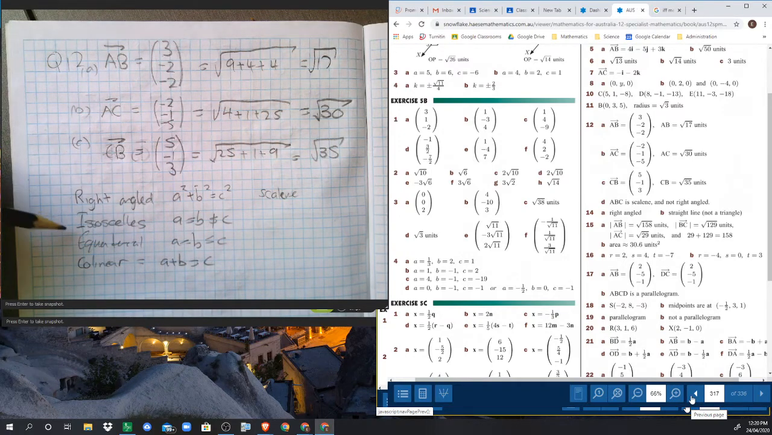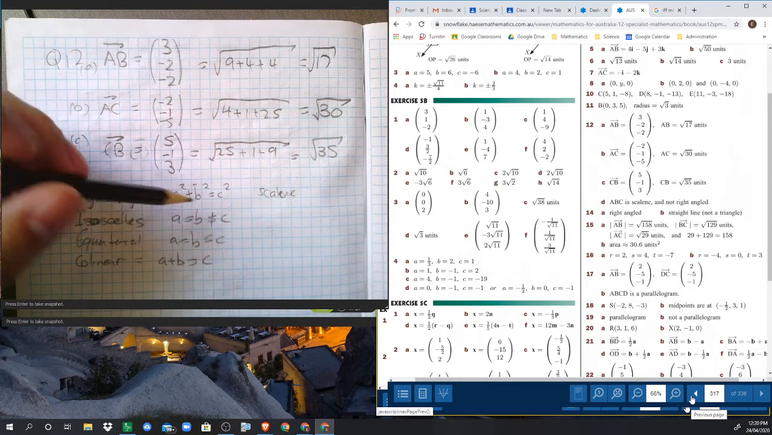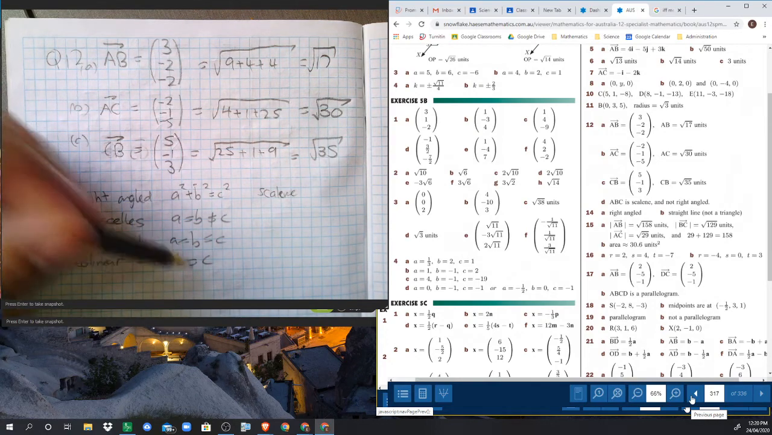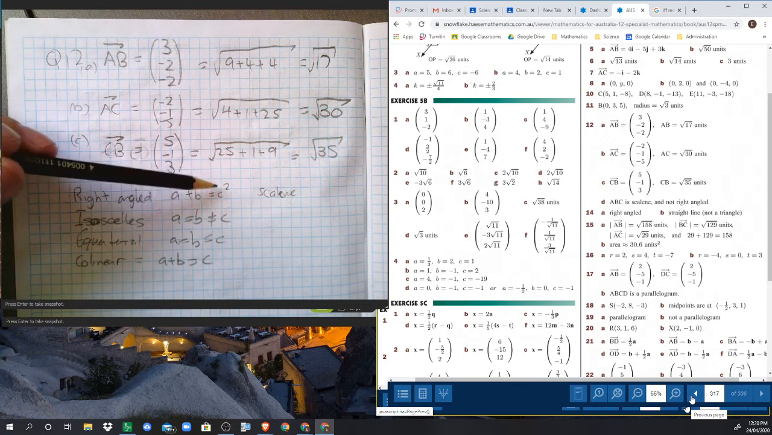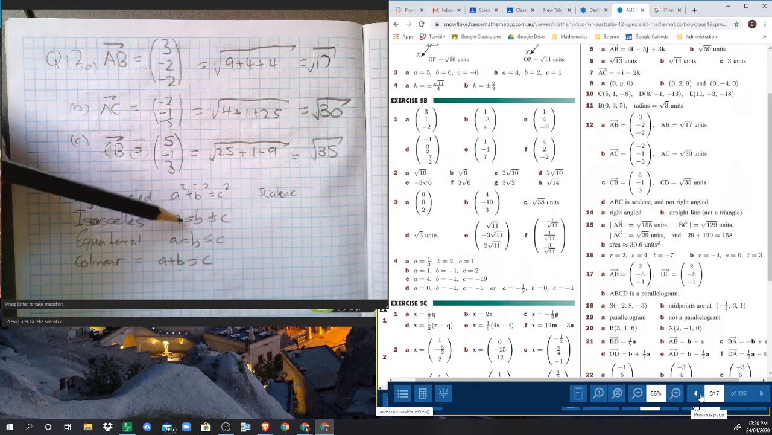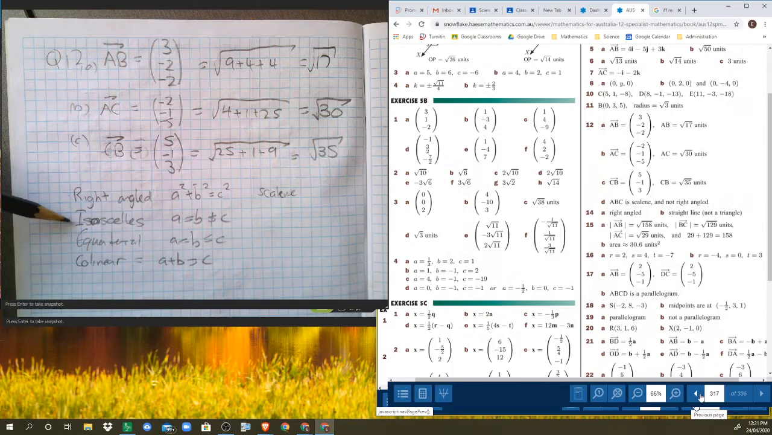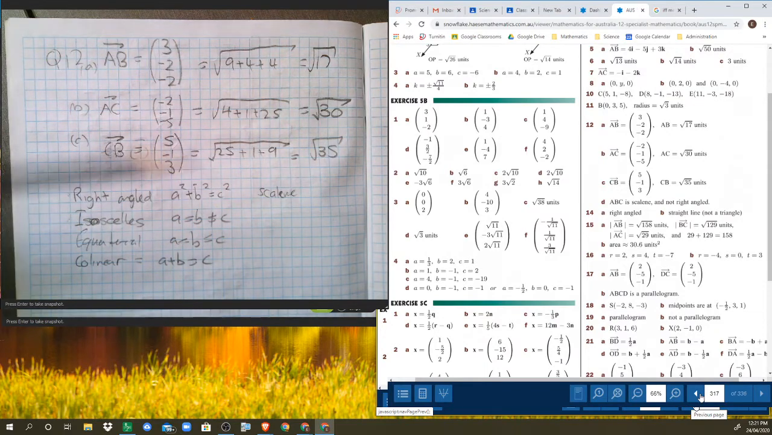Right-angled fits Pythagoras. Isosceles: two lengths are equal, the third one's not. If it's not equilateral, then all three are equal, and collinear. You could have an isosceles that's also right-angled, where two sides are equal and the sum of the squares of those equal sides is equal to the square of the third side. So that's both of these statements.